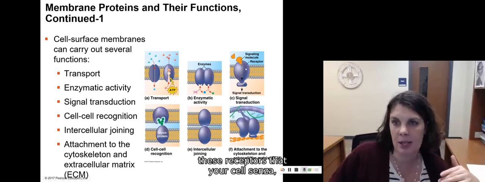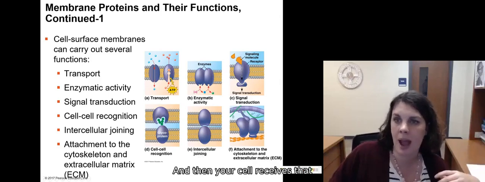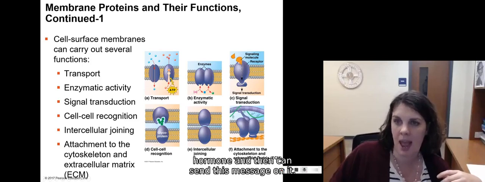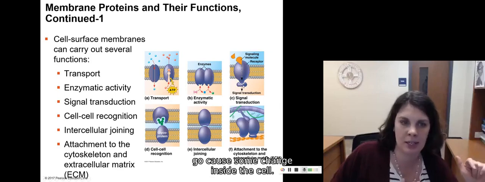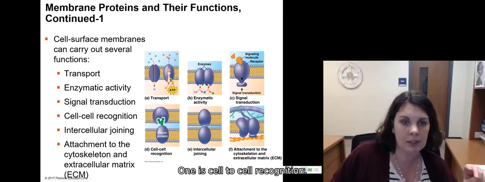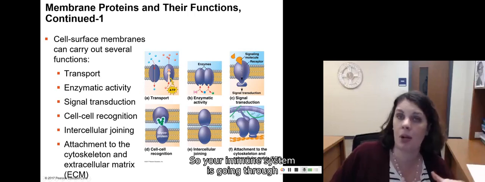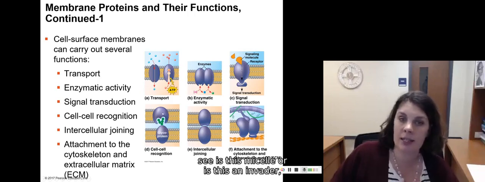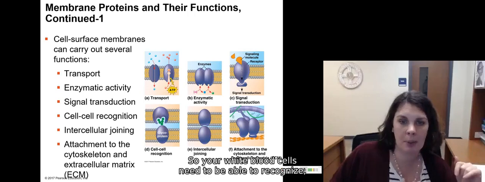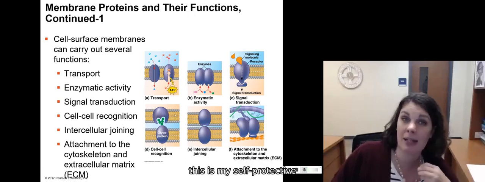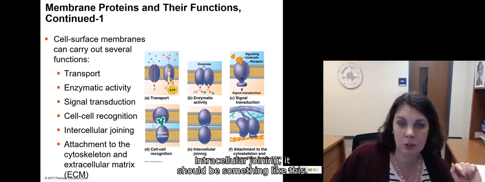Signal transduction. So in something like people, we need to send signals from one cell type to another. So in our cell membranes, we have these receptors, where your body sends a hormone or some signal, and then your cell receives that hormone and then can send this message on, and inside this protein will go cause some change inside the cell. One is cell-to-cell recognition. So, your immune system is going through your body looking to see, is this my cell or is this an invader? If it's an invader, I'm going to kill it. So your white blood cells need to be able to recognize, this is my cell, protect it, or this is not my body, kill it.